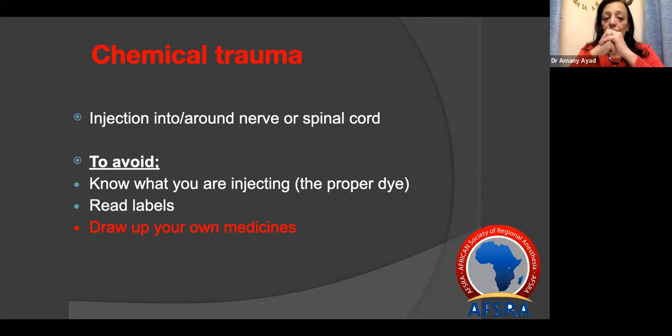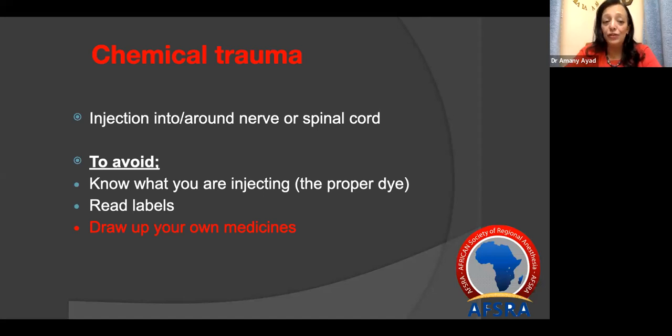How to avoid? First, know what you are injecting, the proper dye. And this is a big issue, because sometimes you can mistake the dye. Some of our colleagues keep arguing about the iohexol, and if we can inject anything of the other formula that can be injected intravenous, it's forbidden. We use only the iohexol because this is the only dye that is used in the myelogram. So it's easy to use and safe to use.